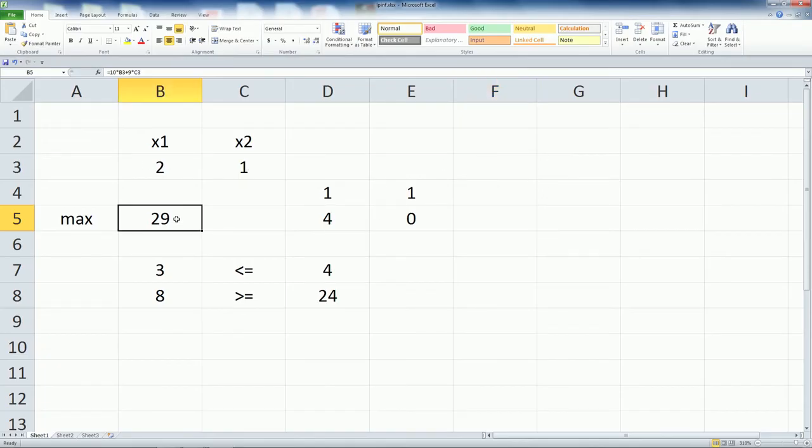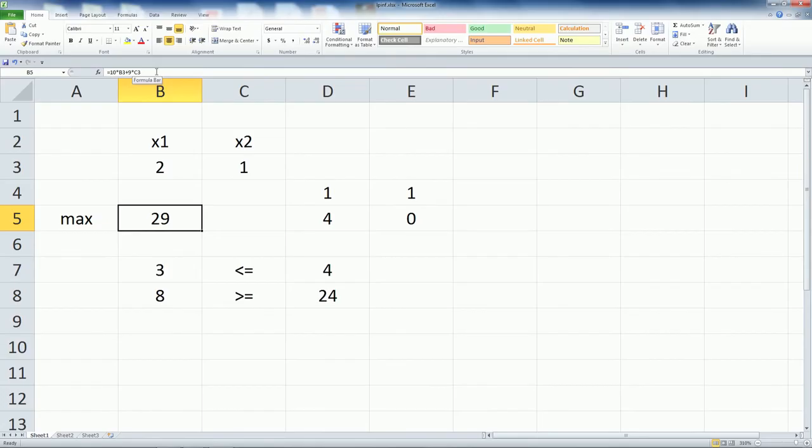The objective function is to maximize 10x1 plus 9x2. Instead of writing 10 and 9 here separately and pulling it into the objective function, I have written the objective function as 10 into B3 plus 9 into C3, which gives the value 29. The constraints are written here: x1 plus x2 less than or equal to 4 here, and 4x1 greater than or equal to 24.